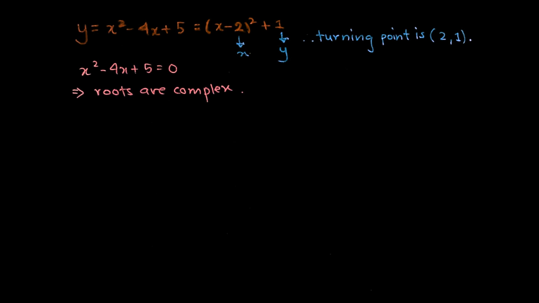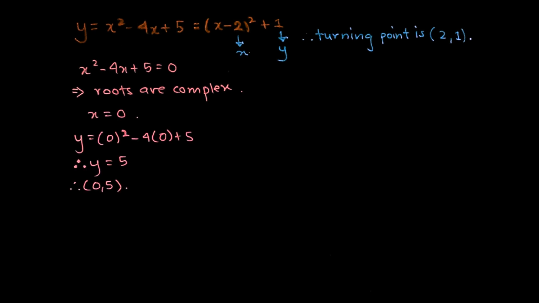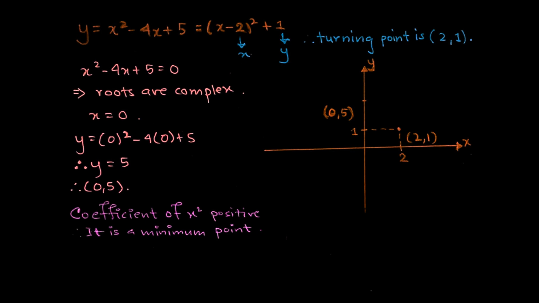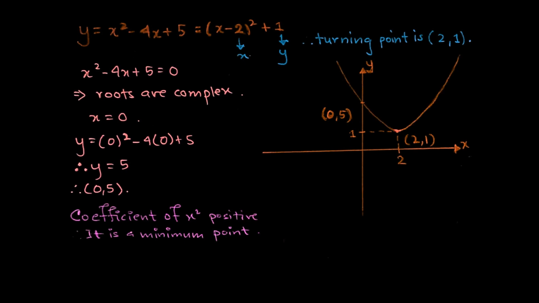And we already know that for a minimum curve, when the turning point is above the x-axis, there is no x-intercept. So we can just skip to that part and find the y-intercept. Here we put x = 0 and the y-intercept comes y = 5, so (0, 5). The point is a minimum point as the coefficient of x² is positive. We already know that. Now we'll put the values and see, the curve goes something like this.